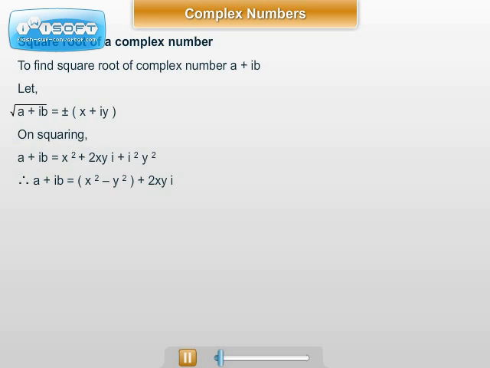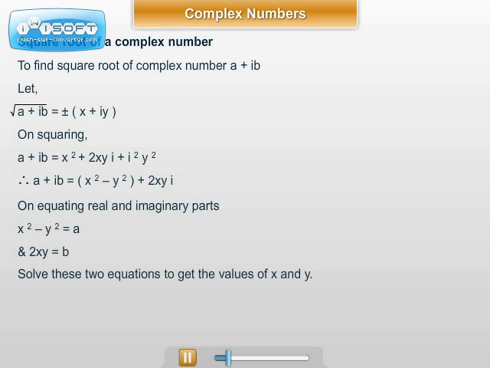(x + iy)² = x² − y² + 2ixy. Therefore, (x + iy)² = a + ib gives x² − y² + 2ixy = a + ib. Equating the real and imaginary parts separately, we have x² − y² = a and 2xy = b. We solve these equations for x and y to get the square root x + iy.